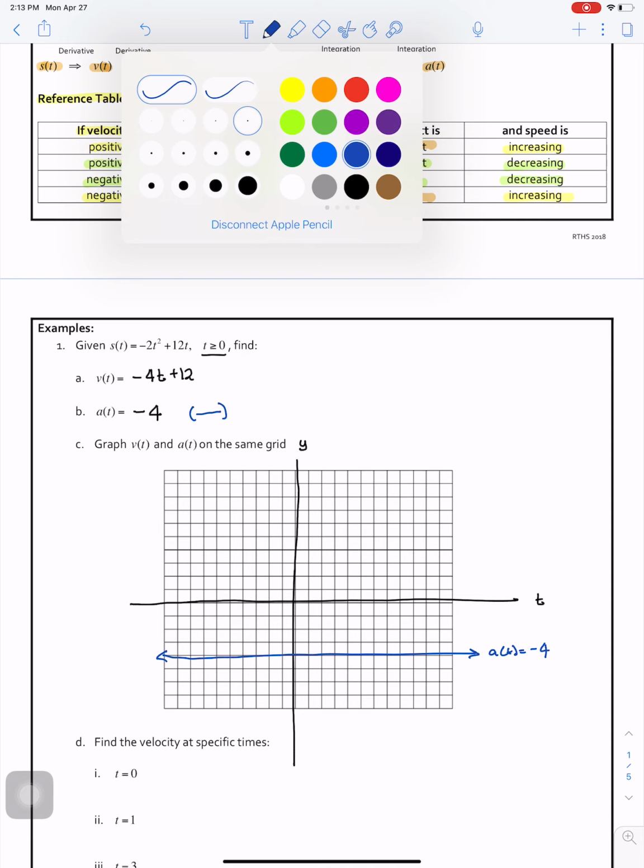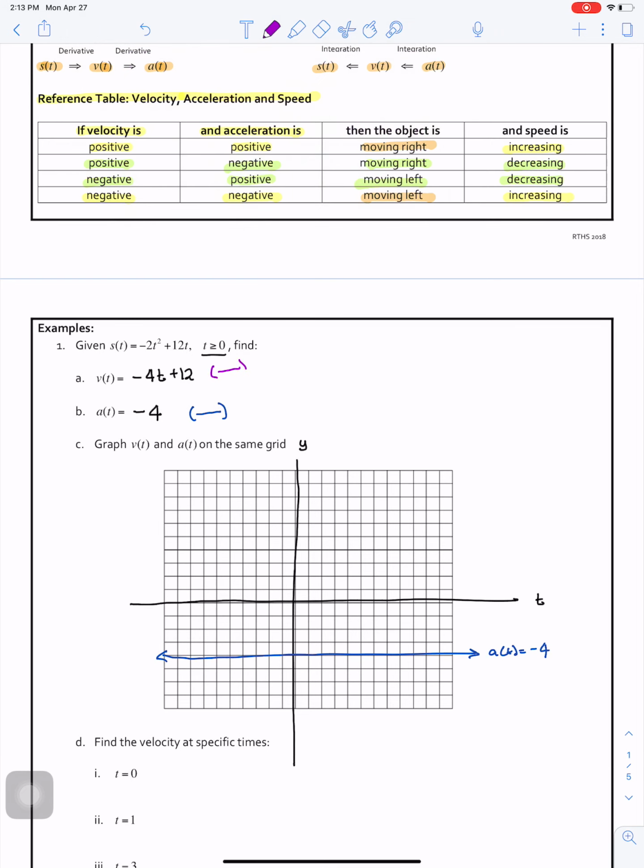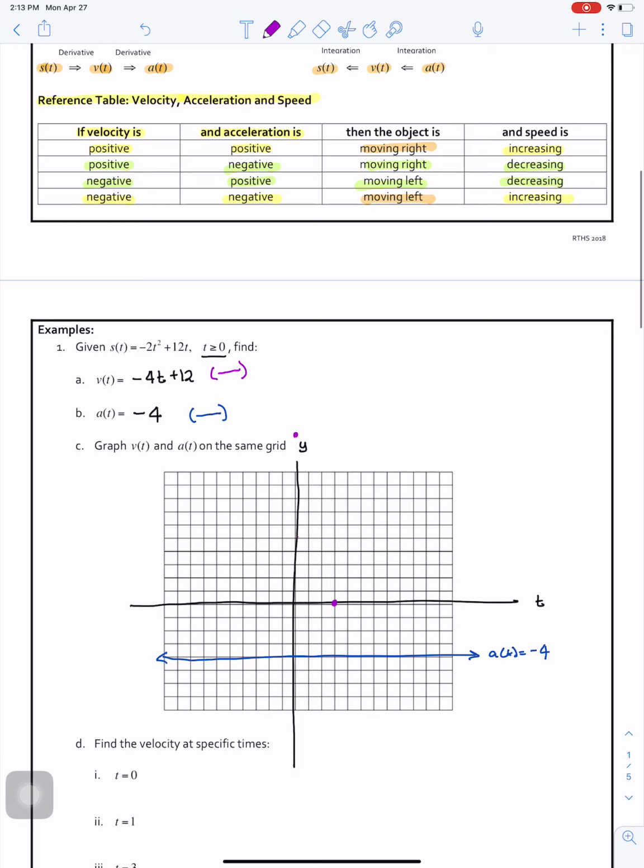If I want to do my other function, which I'll do in purple, my x-intercept would be +3, because that will make y 0. And my y-intercept is +12, so 1, 2, 3, 4, 5, 6, 7, 8, 9, 10, 11, 12, approximately there. And this is a decreasing function. The slope is negative, and this is my velocity function. So you may have to graph these functions, just simple quadratics, linears, cubics, and so forth.